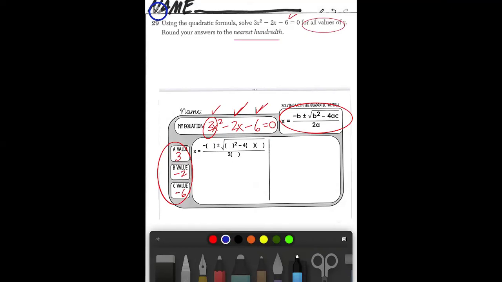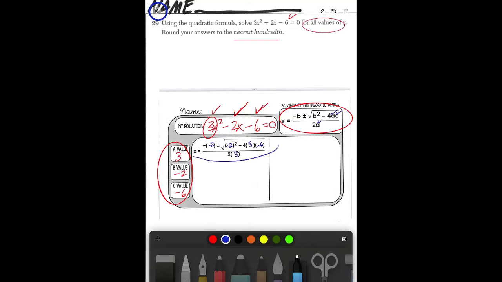Down here, this is the B term, so this is going to be -2. This is also the B term, so this is going to be -2. The A term is 3. The C term is -6. And then down here we have an A term, so I'm going to put 3 down here.